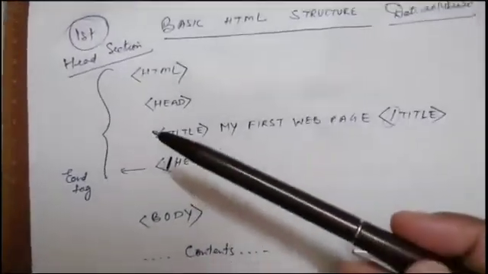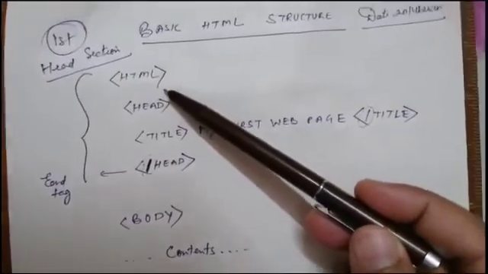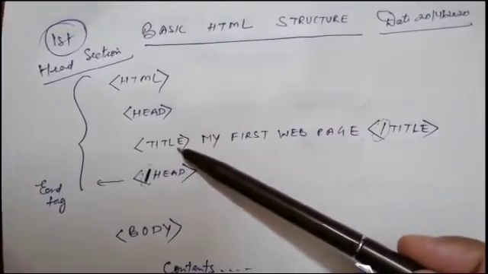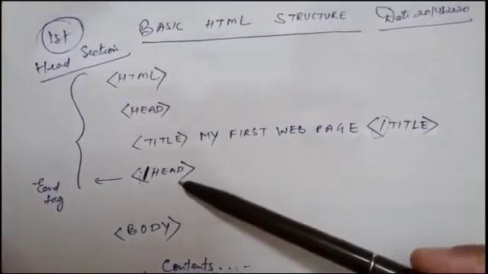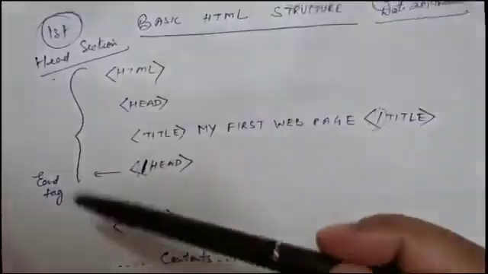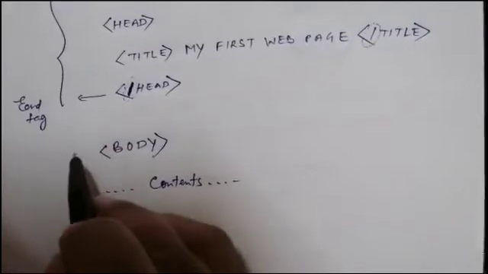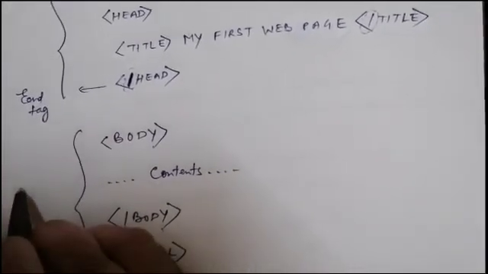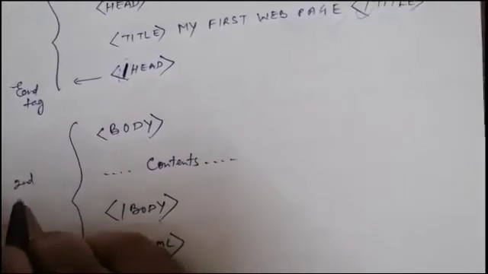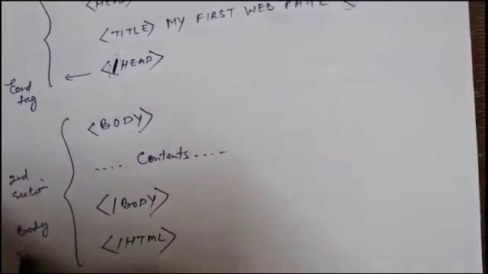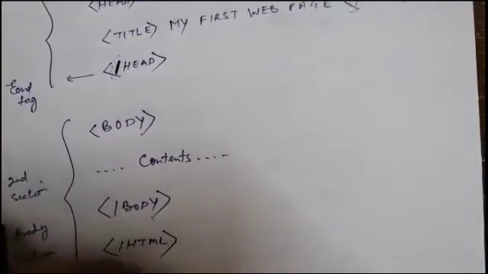So here it starts with HTML, then head, then title, then head end. This is one section, the head section of the HTML document, and here again body start, body end, with the contents within, and then HTML end, right? This is the second section, the body section, as it is known.